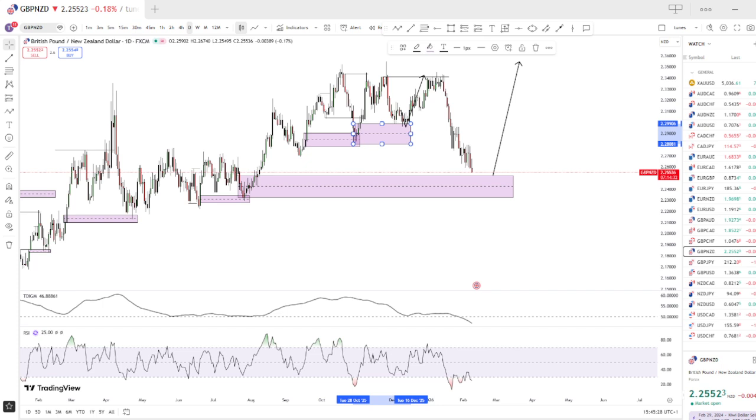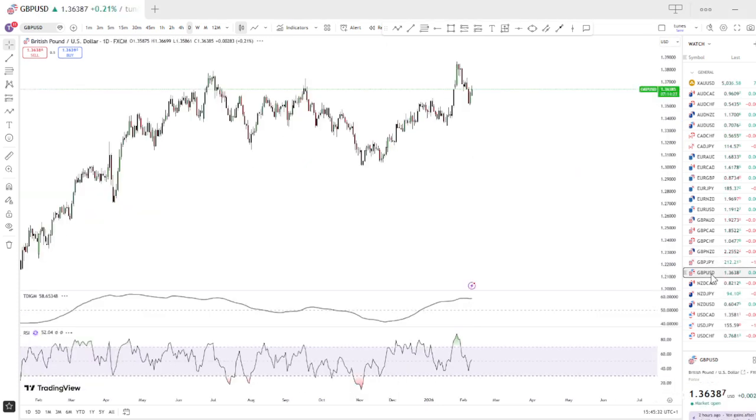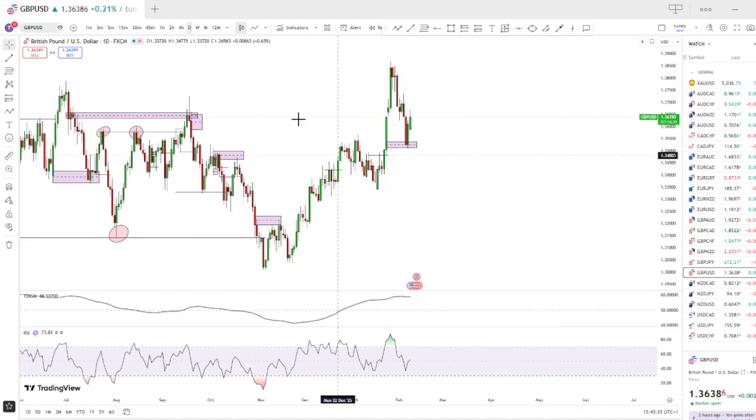I hope that is clear for GBP and NZD. Let's do GU next. So after GU, I'll do NZD CAD and we'll call it a session.